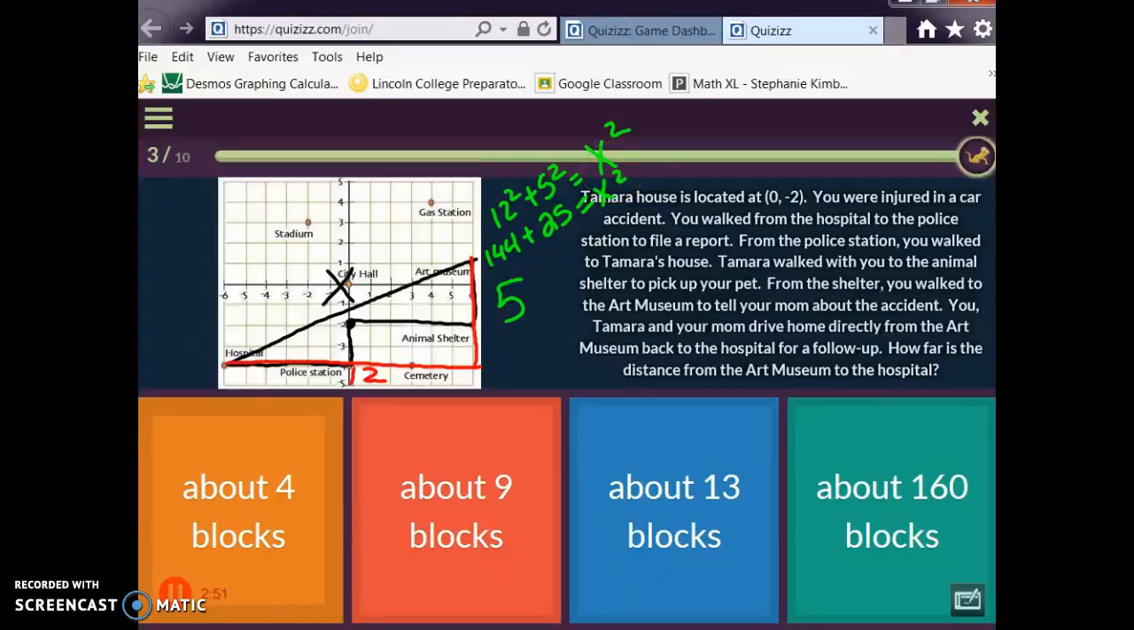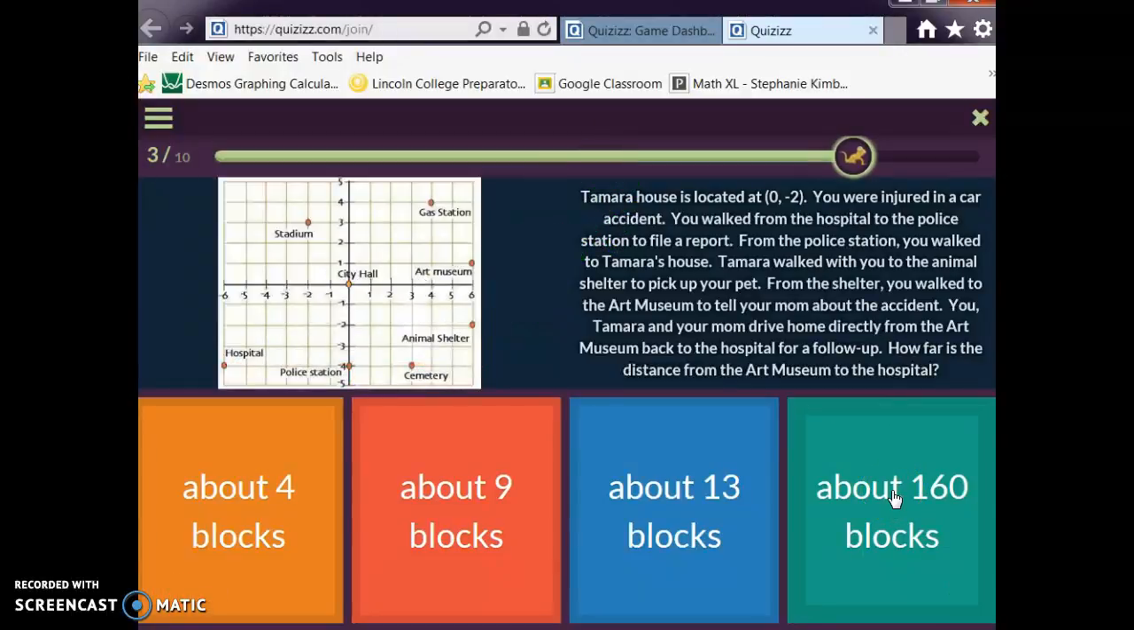144 plus 25 will give me 169. But that's not the answer because I have to take the square root of that. I'm tempted to choose this, but that's not the right answer. The correct answer would be about 13 blocks. That's what my calculations say. Let's find out.